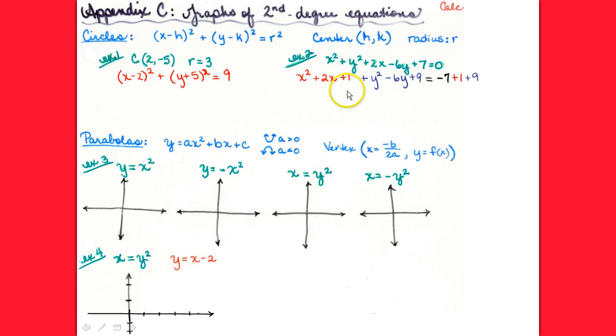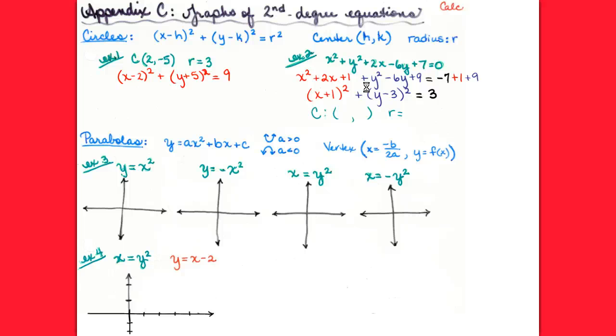So if we had x squared plus 2x plus 1, and we factor that down, what would it factor to be? X plus 1 squared. How about the y term? What's it going to factor to be? Y minus 3 squared. Good. And then we'll just combine our constants on the other side. So now it's in standard form. Now we can look at it and see our center and our radius.